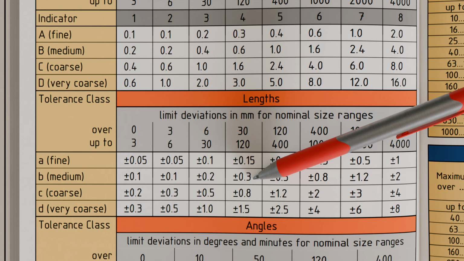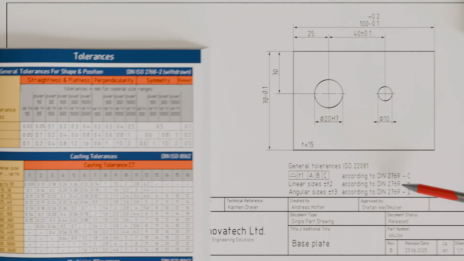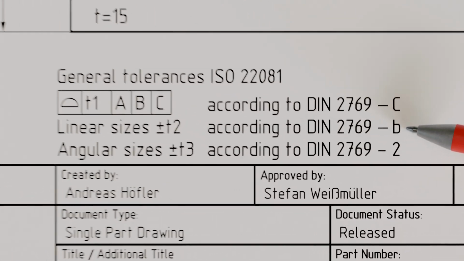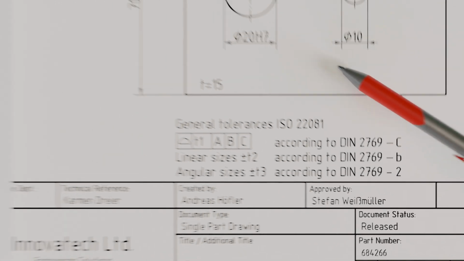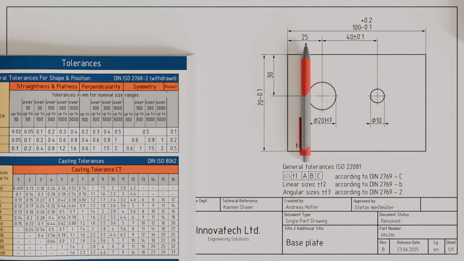The designer determines which tolerance class applies to the specific component and indicates this in the drawing outside the title block. In our case, tolerance class B applies. Let us consider the horizontal edge distance of the first hole center with a nominal size of 25 mm as an example. Since no direct tolerance specification is given in this case, a general tolerance with tolerance class B applies.